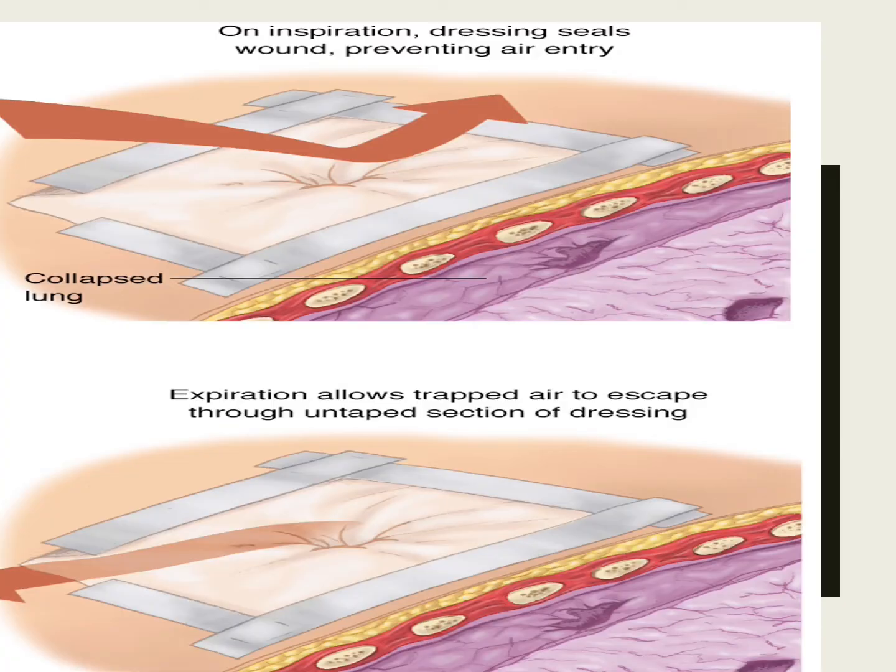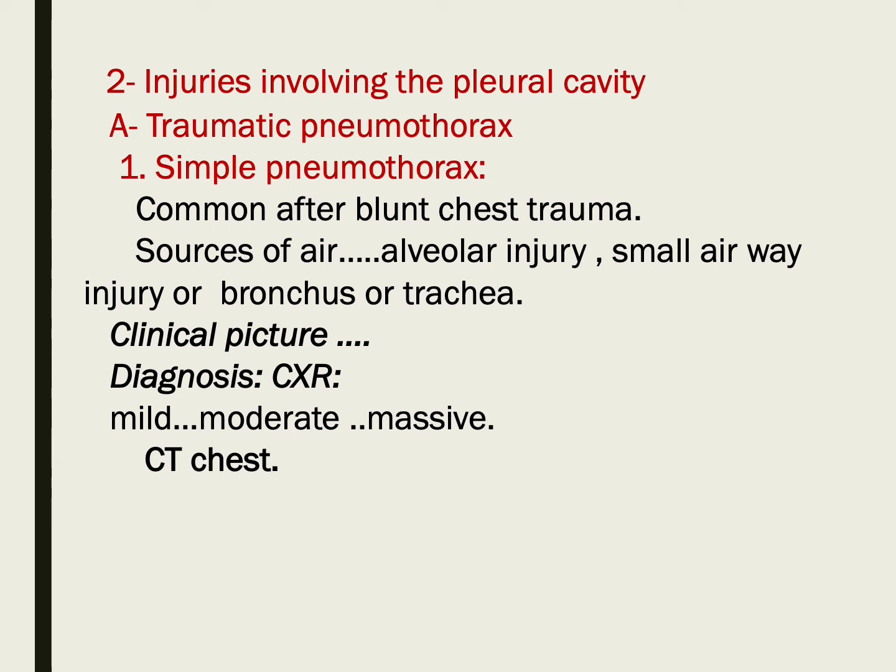So this is the temporary procedure which can be done initially before insertion of a chest drain and proper surgical management. The other injuries involving the pleural cavity result in traumatic pneumothorax, hemothorax, or chylothorax. So let's start with the pneumothorax. There are three types: simple pneumothorax, tension pneumothorax, and the open pneumothorax, which we just discussed.